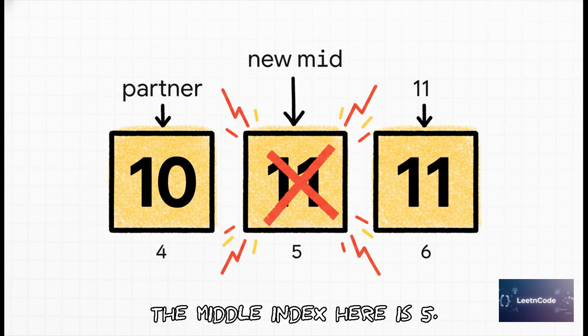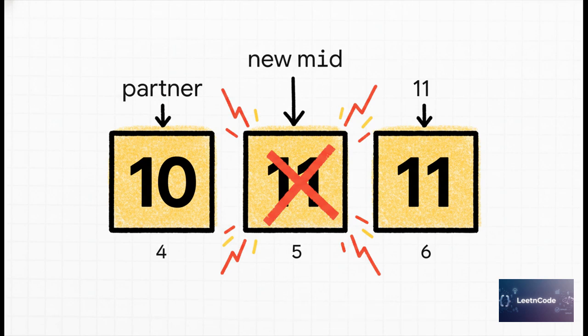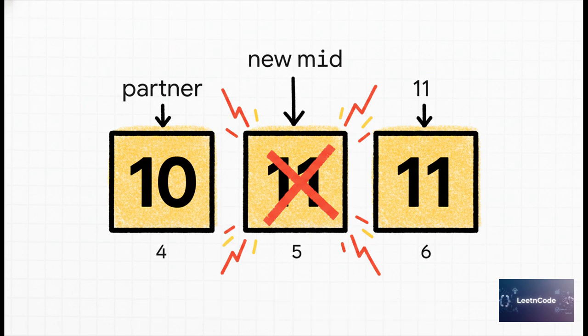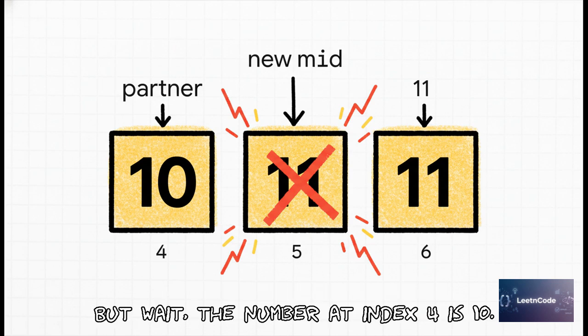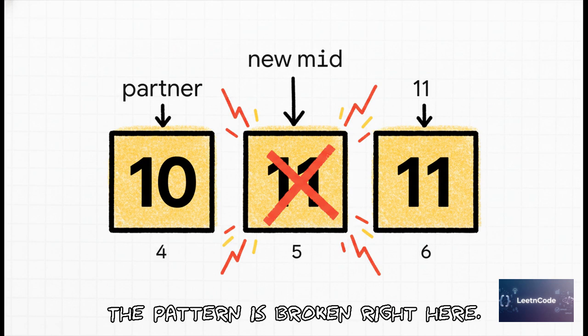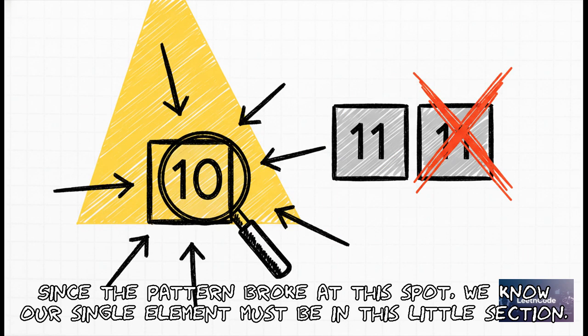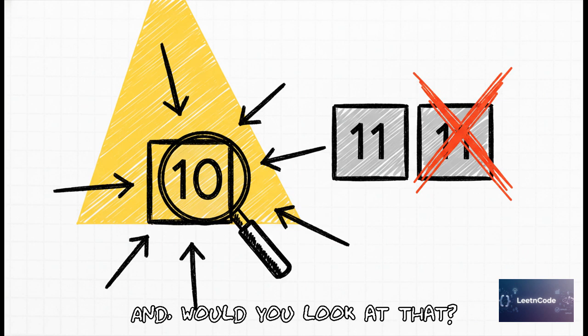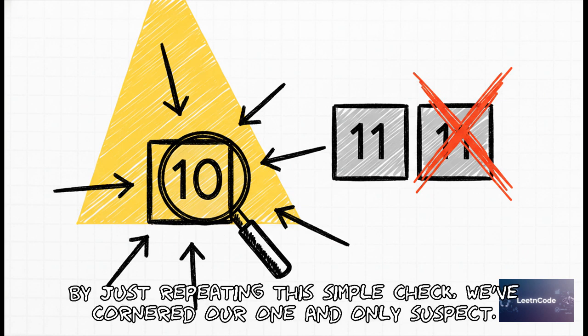The middle index here is 5. The element is 11. Its partner should be at index 5 XOR 1, which is index 4. But wait, the number at index 4 is 10. They do not match. We found it. The pattern is broken right here. Since the pattern broke at this spot, we know our single element must be in this little section. So we discard everything to the right. And, would you look at that? By just repeating this simple check, we've cornered our one and only suspect.